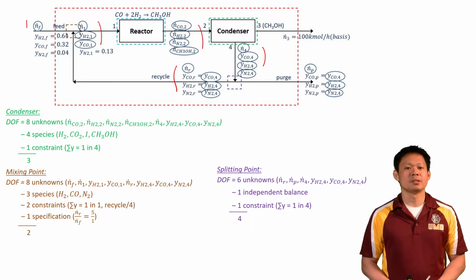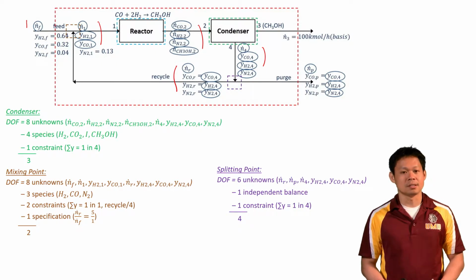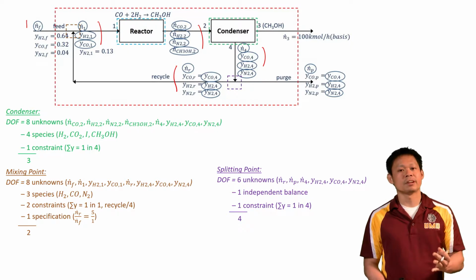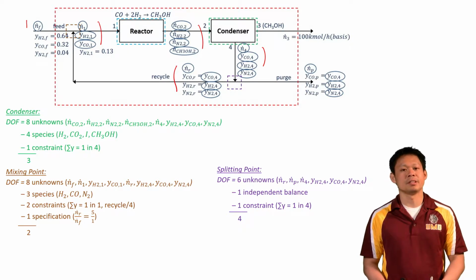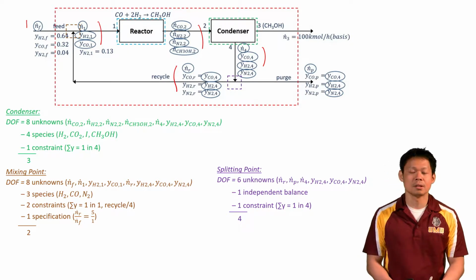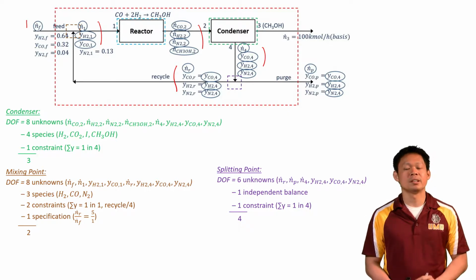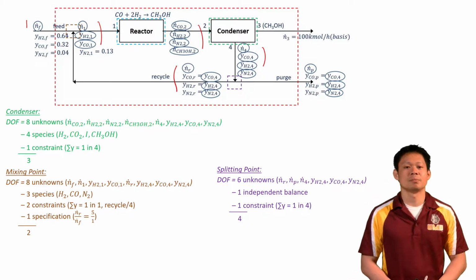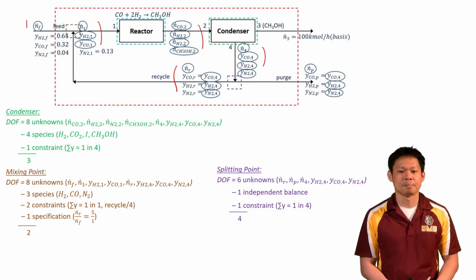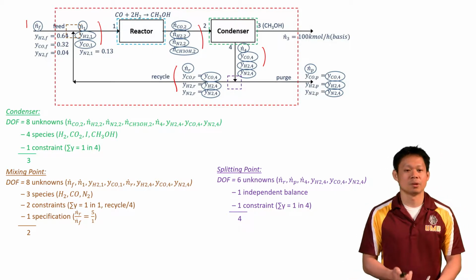Lastly, our splitting point: the number of unknowns is 6. We have 3 mole fractions and the molar flow rate of each of the 3 streams. That's our 6 unknowns. Around the splitting point, you only have 1 independent balance. Then we have a constraint, the sum of the mole fractions must equal 1 in that stream. So we have a degree of freedom of 4.